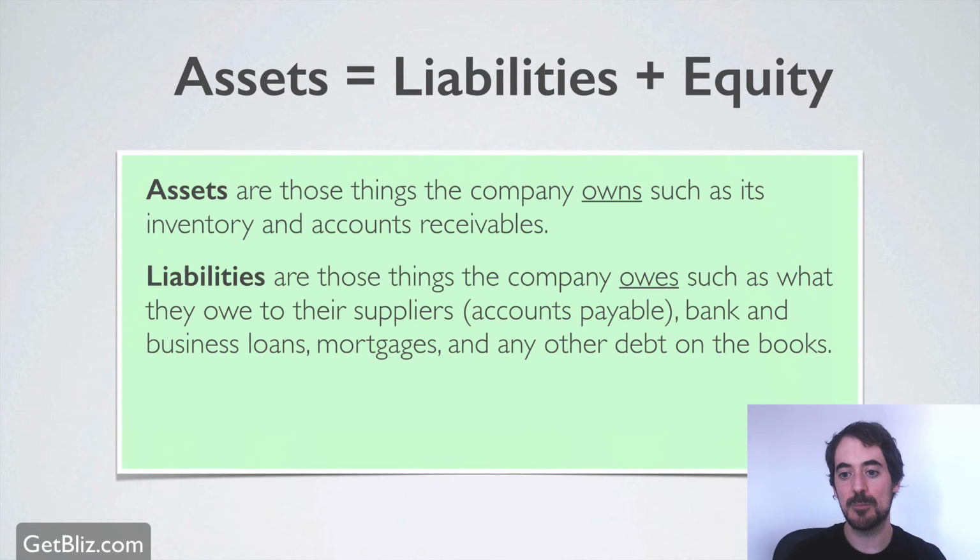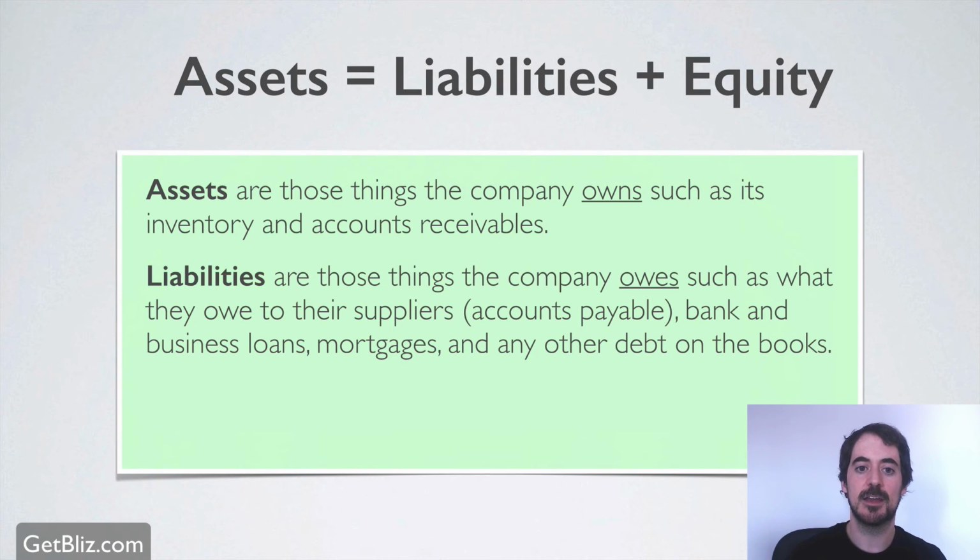Liabilities are those things the company owes, such as what they owe to their suppliers, which in this case would be accounts payable, bank and business loans, any money that you borrow, those are liabilities, mortgages, and any other debt on the books. Obviously, the less liabilities you have, the better, but these are part of this equation in the balance sheet.